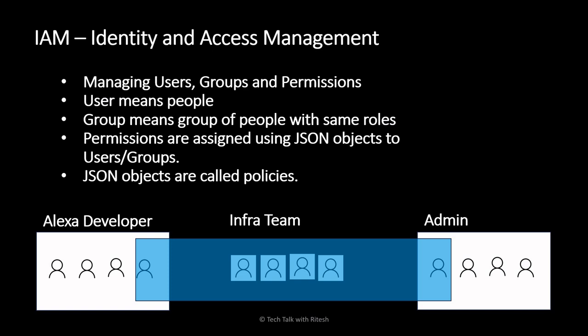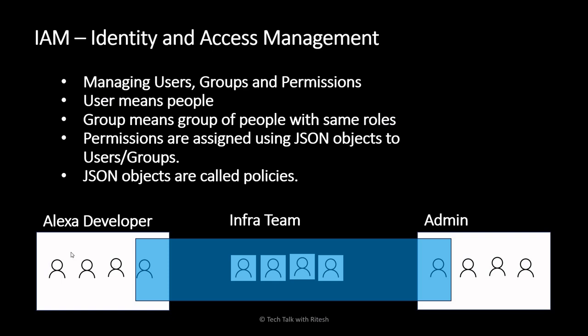So what will happen in a real-time scenario? Consider we have a developers group and an admin group. We will assign permissions to those groups and then we will add users to those groups so that automatically those permissions will come to the users. Users are nothing but people, whether they are developers, the infrastructure team or admin people. And permissions are assigned using a JSON object that all developers are already familiar with. We also call them policies.